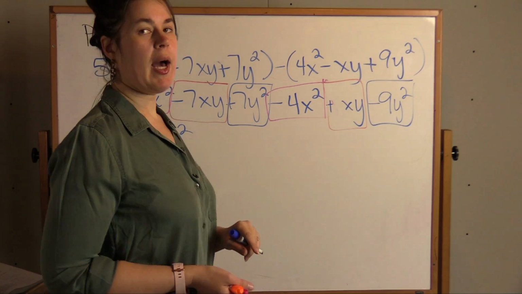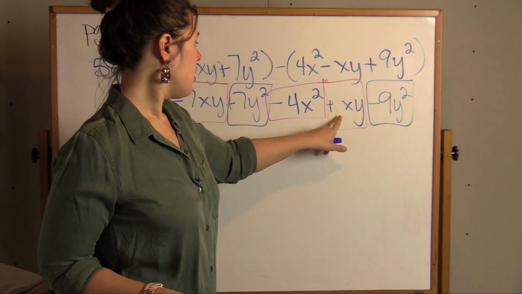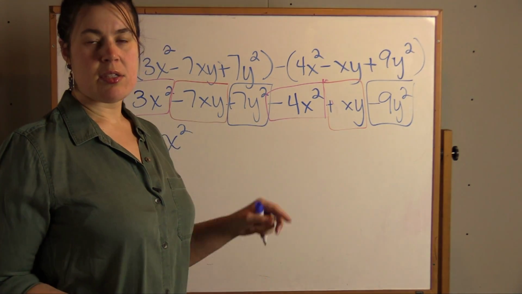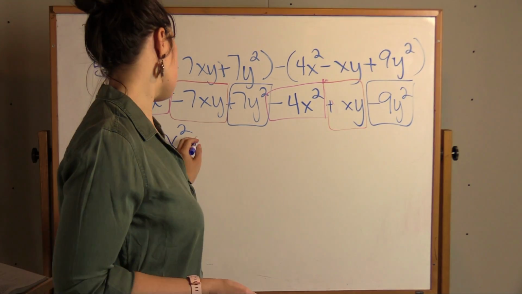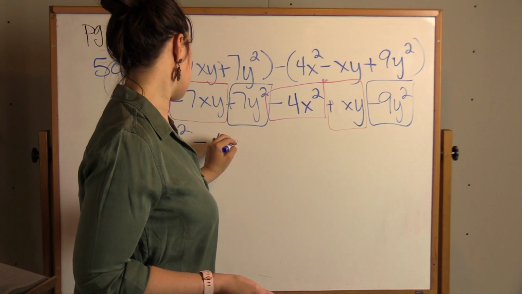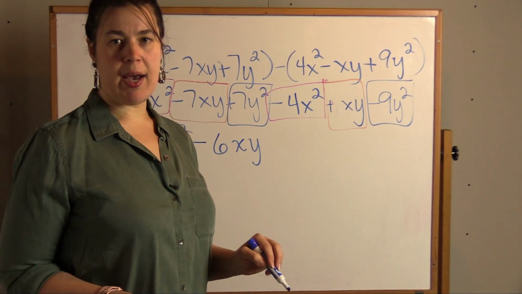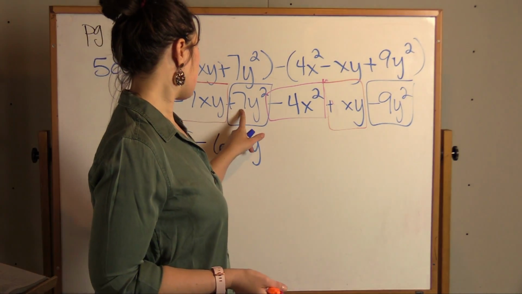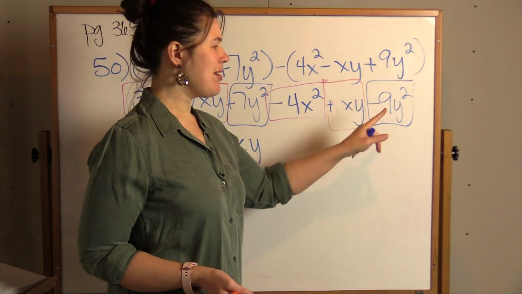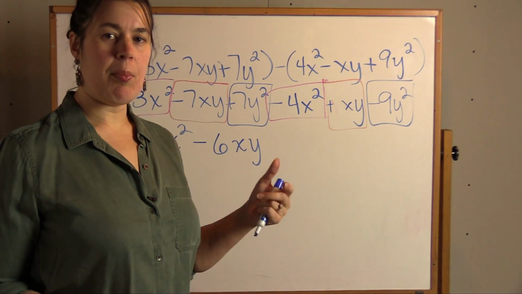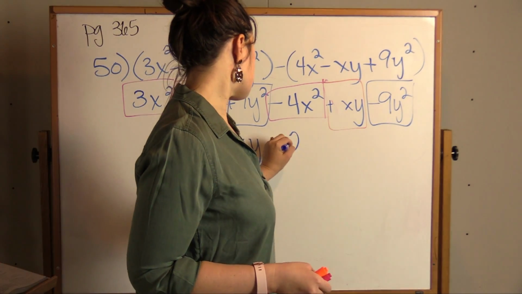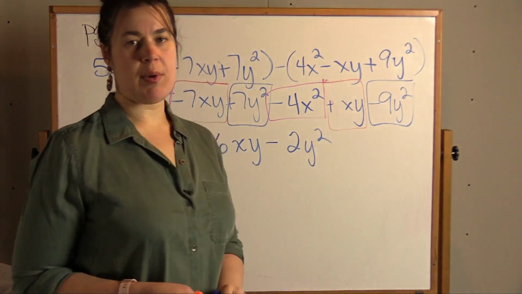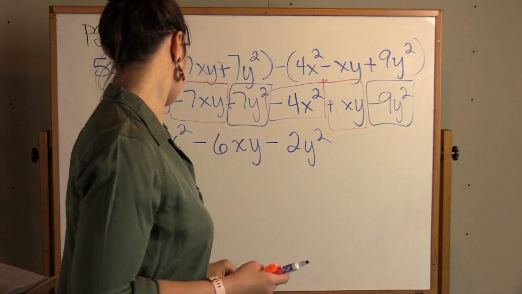Then we have our xy's. I have a negative 7 and a positive 1. So if I do negative 7 plus 1, that gives me negative 6. So minus 6xy. Then the last, we have our y squareds, positive 7, negative 9. So positive 7 and negative 9 make a negative 2. So minus 2y squared, and that's our final answer.